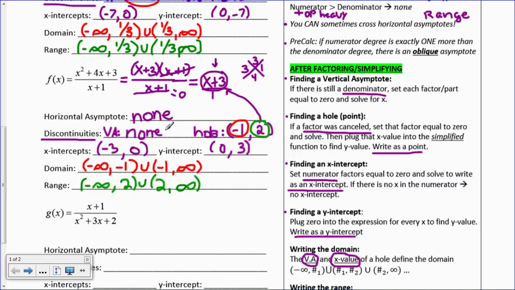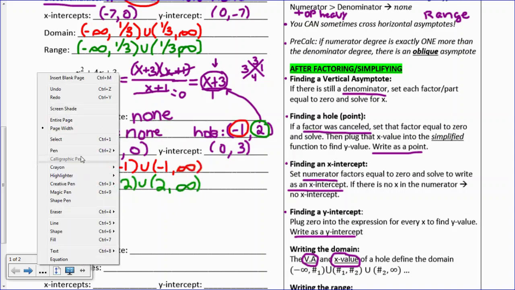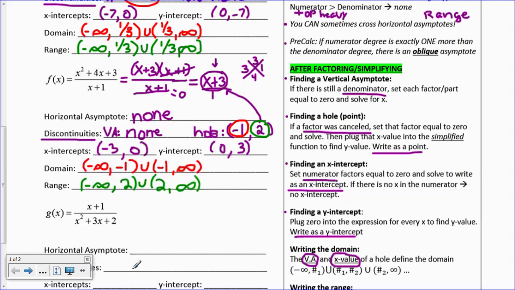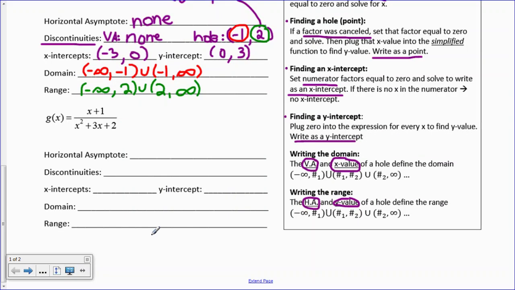So this one was a step up in difficulty when you have to factor and cancel, and then you have a hole. But everything else, you're still going to approach it with the same process and rule. All right, so just be careful as you're working through each example. All right, the third one on this page.